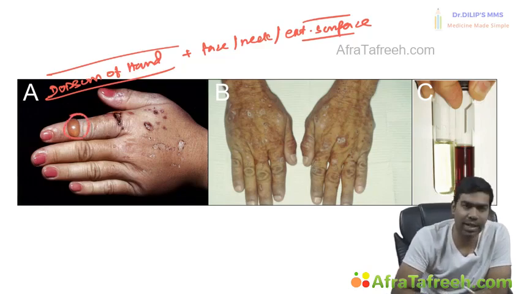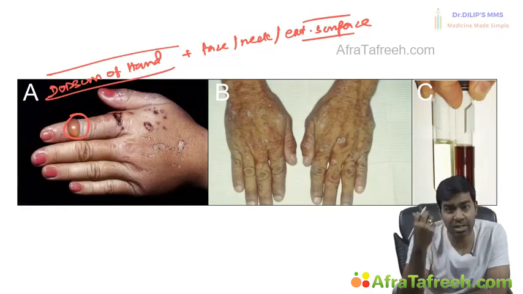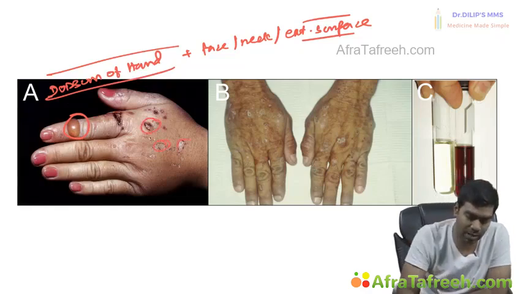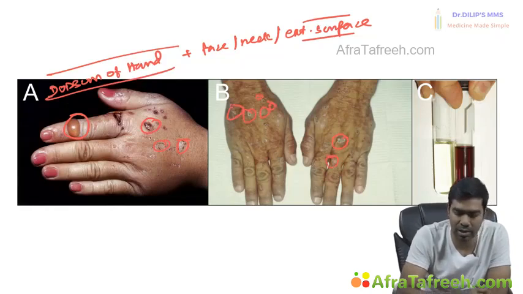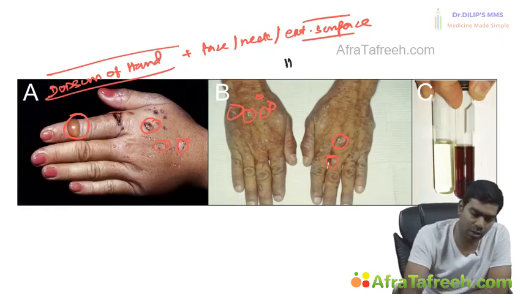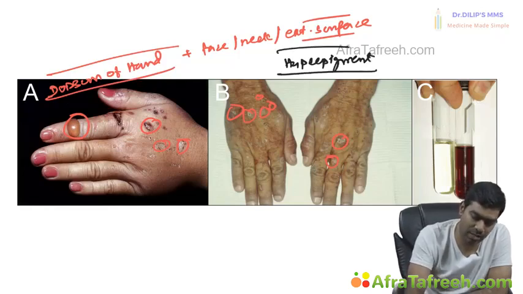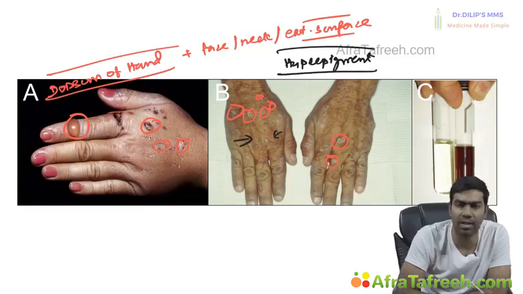You can see here there is an intact blister, which means it's a tense blister, and you can see a lot of partially healed lesions, and this man has a lot of scars in the dorsum of the hand. At the same time, these patients also tend to get hyperpigmentation, and again this is evident in this image. A lot of hyperpigmented areas are there.